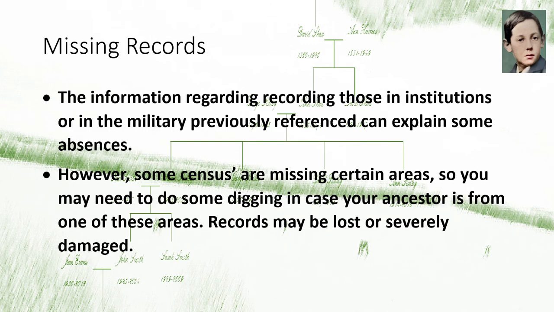Missing records. There are entries in the census that are unfortunately missing. I mentioned earlier about certain institutions and the military that are missing. So if you've got an ancestor who's missing, it could be because they're in a place that wasn't recorded at that point in time, or as I've said, there's certain institutions that have been destroyed or lost and we don't have those records anymore. There are also certain areas which might be missing certain pages.